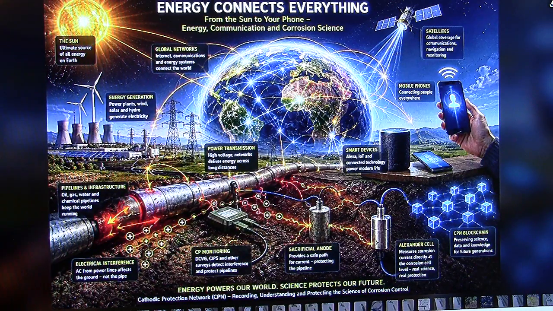Now put the high voltage transmission line above the pipeline. Imagine a high voltage transmission line crossing or running close to a buried pipeline. The transmission line creates alternating electrical energy. This creates electrical fields and can induce voltages and currents into nearby conductive systems.